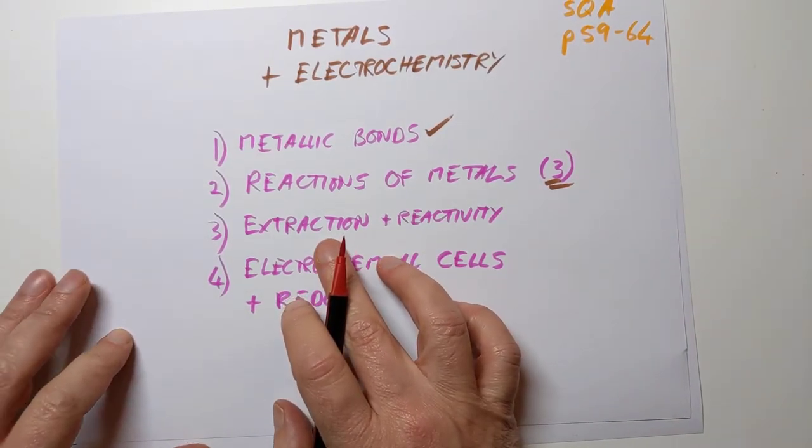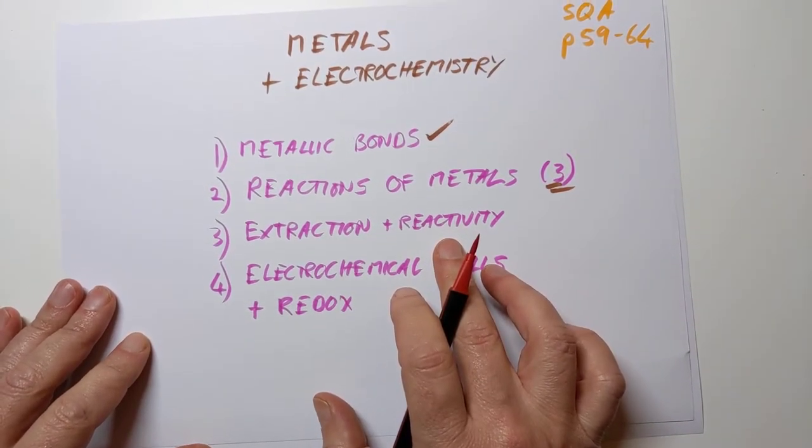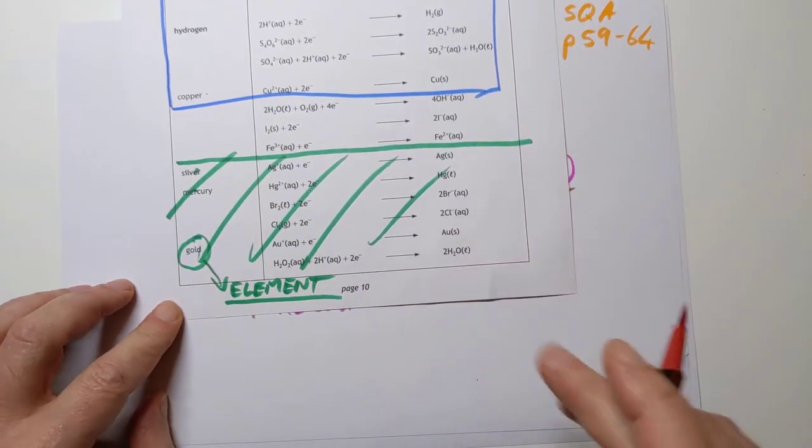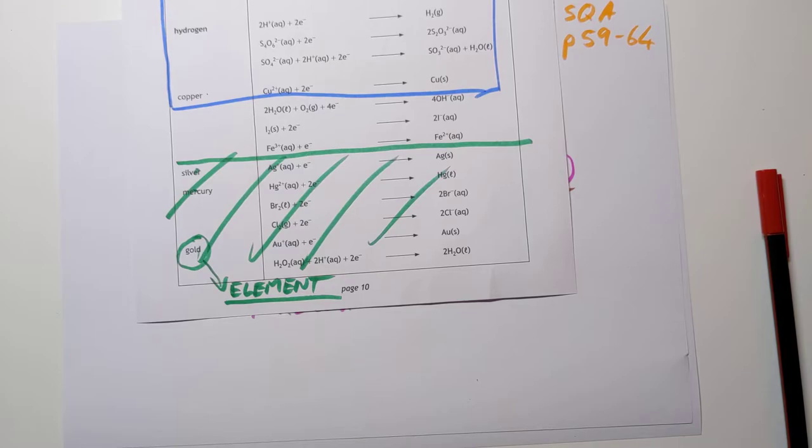As you can see, the extraction method varies depending on the reactivity. Can we just summarise again here using this sheet? So in green, we had, if I can find my green pen, who stole my green pen?